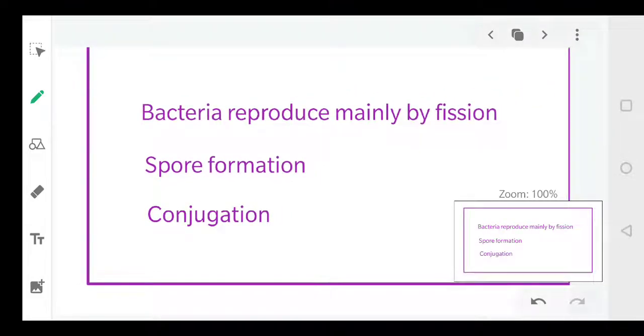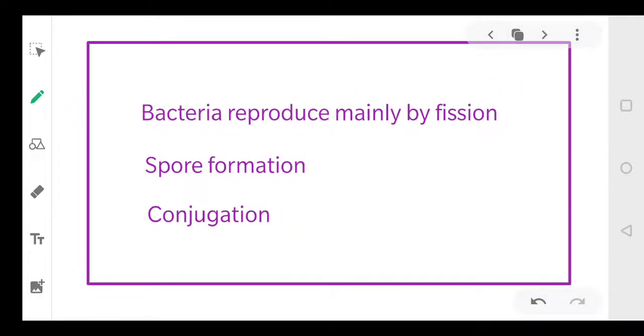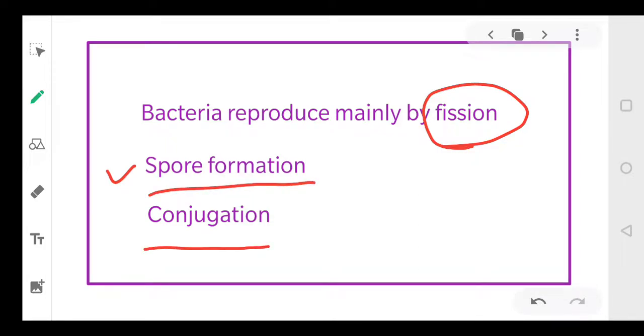Now let's see how bacteria reproduce. Mainly they reproduce by fission, that is binary fission or multiple fission. But in extreme cases, when the conditions are not favorable, they can use spore formation also. And in some cases, the process of conjugation is also observed, right? So, three processes: fission, spore formation, and conjugation.